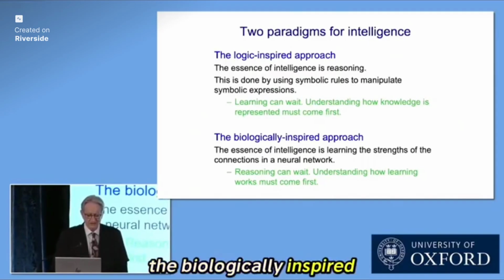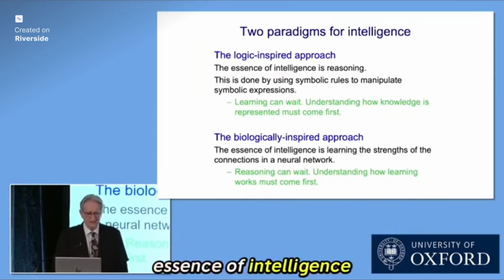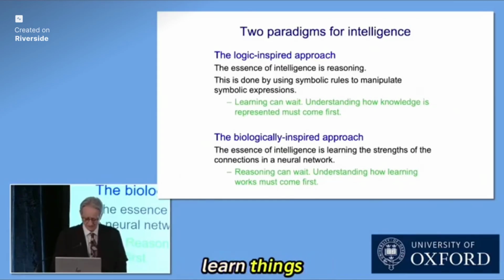The biologically inspired approach is very different. It thinks the essence of intelligence is learning the strengths of connections in a neural network, and reasoning can wait. Don't worry about reasoning for now. That'll come later once we can learn things.